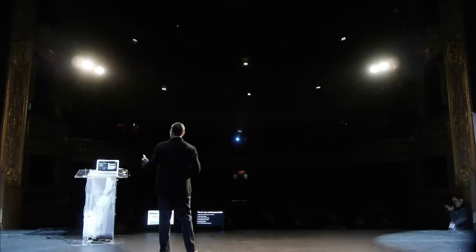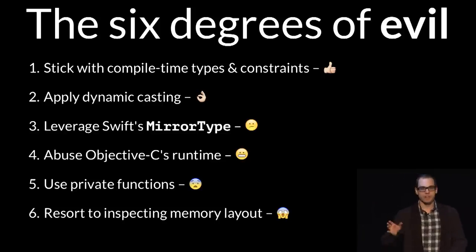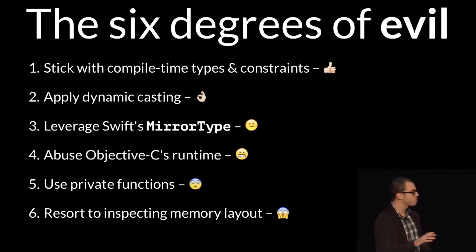Now, you might have noticed that this list gets progressively worse, as in progressively not playing by the rules. And that's why I also call this the six degrees of evil, where sure, the first one is completely safe, playing by the rules, and pretty much all the way down to four, you could probably ship something in production that uses this stuff because it's using publicly facing APIs.